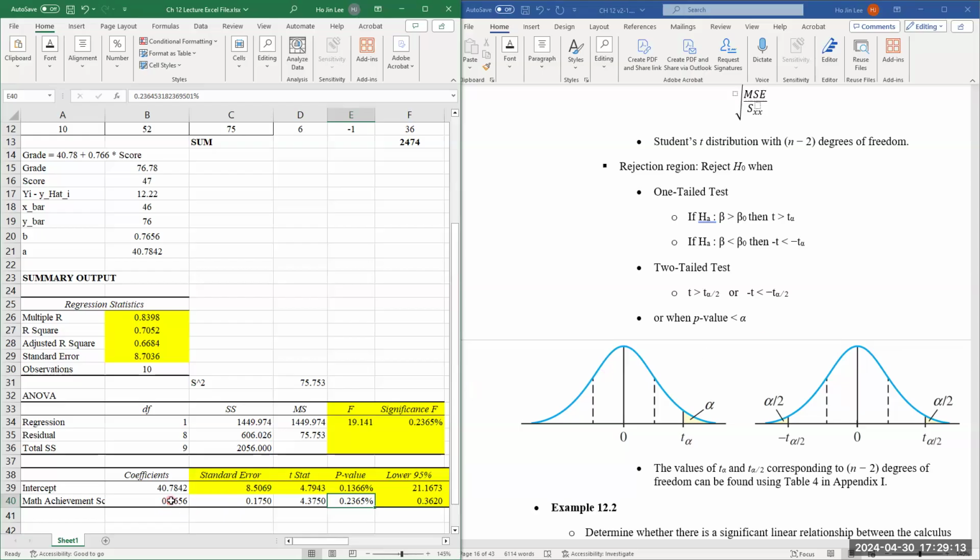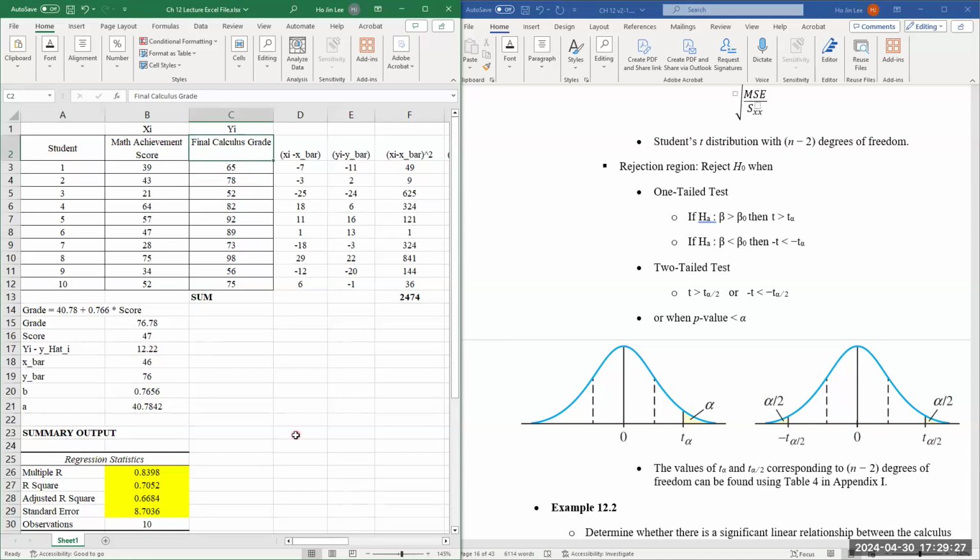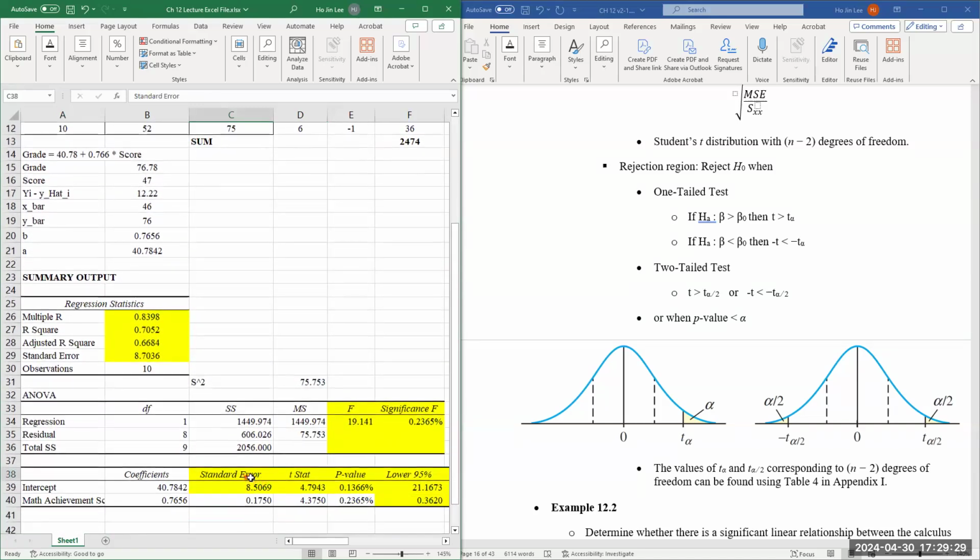So basically we're saying, yes, math achievement scores statistically significantly have an impact on final calculus grades. You could do the same kind of testing with the y-intercept. That's less important, because it basically says that even if you got a 0 on the math achievement test, you should get about 40% on the calculus exam.